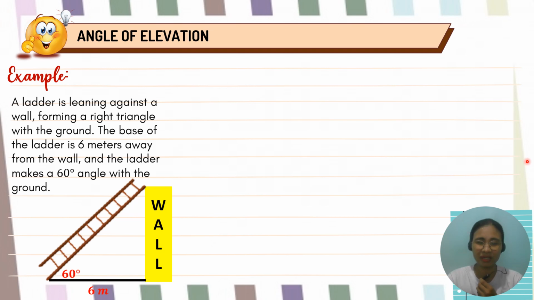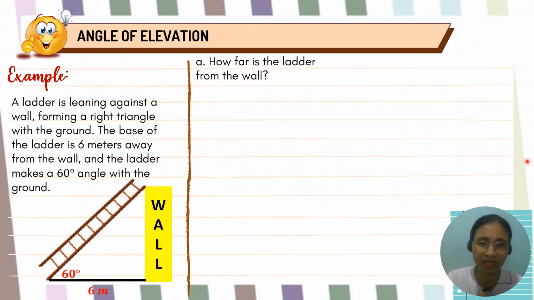So the question here is there are many questions that we can create out from that given problem. So let's start with this one. How far is the ladder from the wall? Of course, from these questions, we don't need to have a solution since it is already provided in the problem that the base of the ladder is 6 meters away from the wall, meaning the distance from the ladder to the wall is 6 meters.